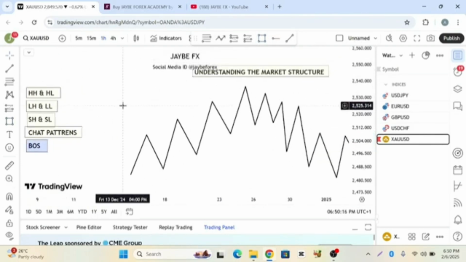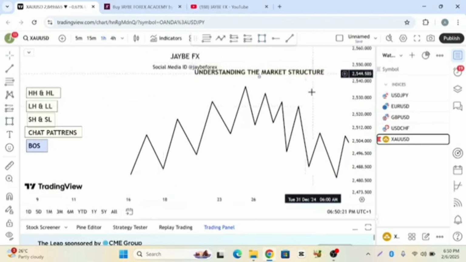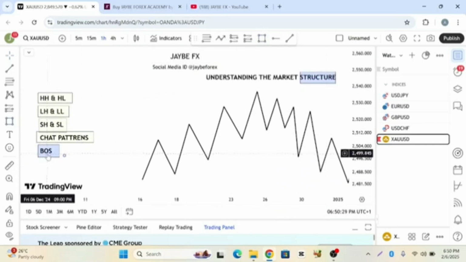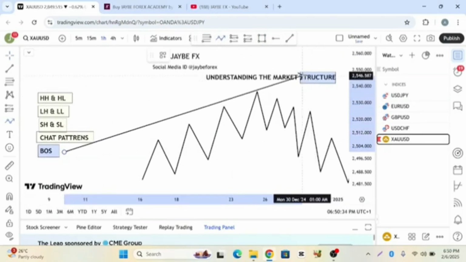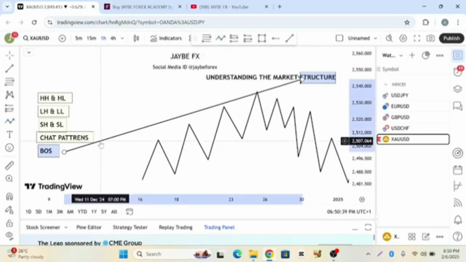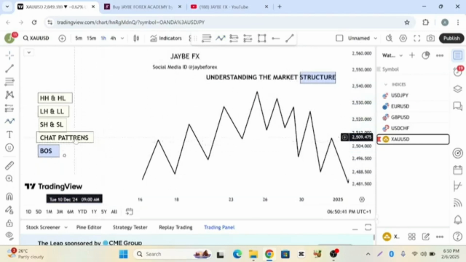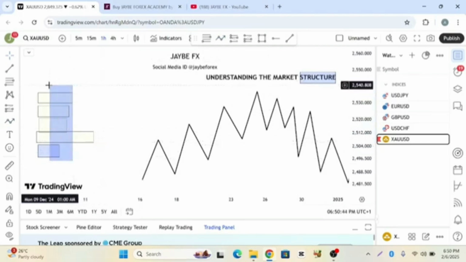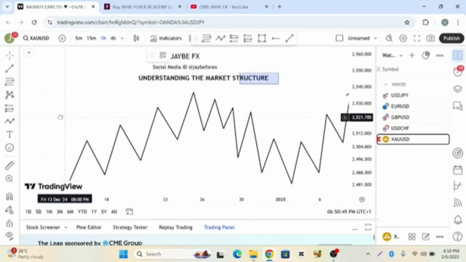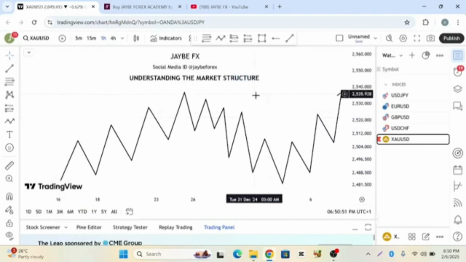What is BOS? Break of structure. What are you trying to understand? You're trying to understand structure. Then what is BOS? Break of structure, which means BOS and the structure itself have a correlation between them. So if you understand BOS, automatically you understand the market structure itself. I don't want to waste too much of your time. Let's dive in. Like I said, I'll be using BOS to identify the trend of this market.